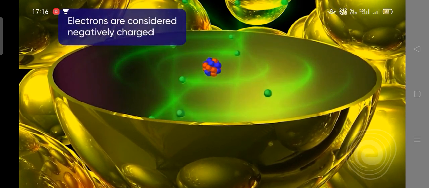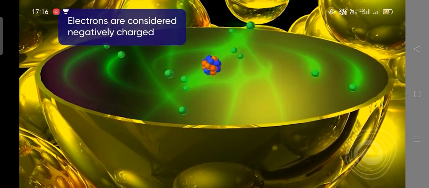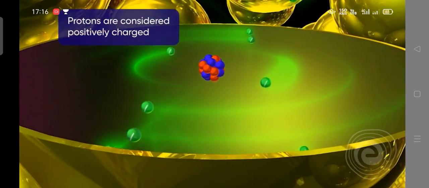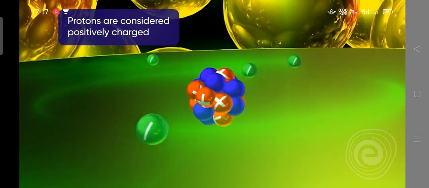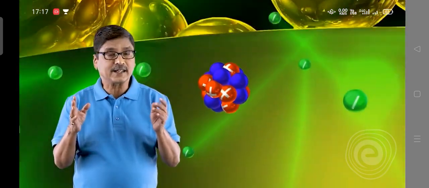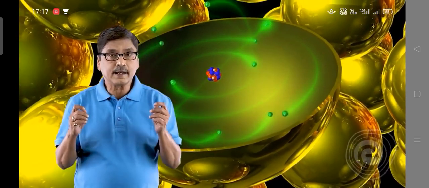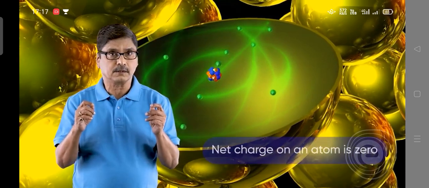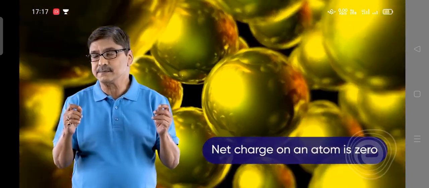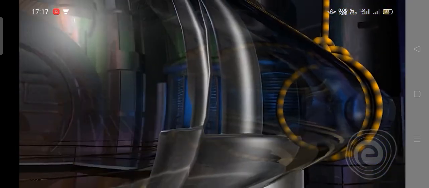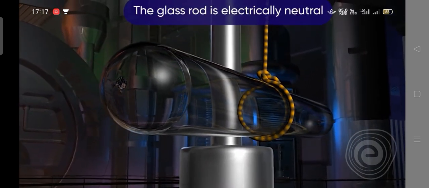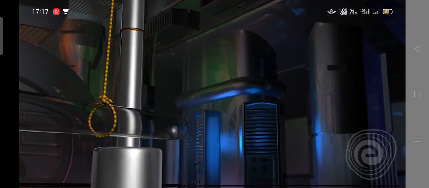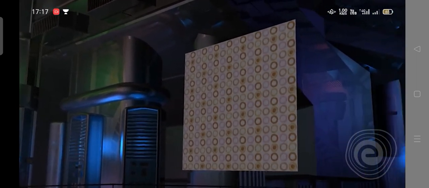Conventionally, the electrons are considered to have a negative charge, whereas protons are considered to have an equal amount of positive charge. Since each atom consists of an equal number of electrons and protons, the net charge on each atom is 0. Consequently, the entire glass rod is electrically neutral. The same is true for silk as well.